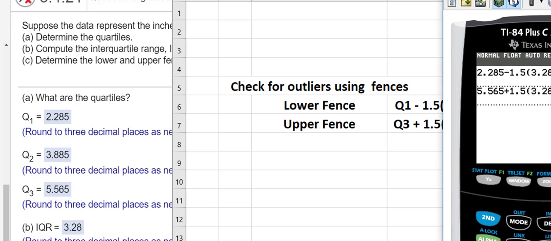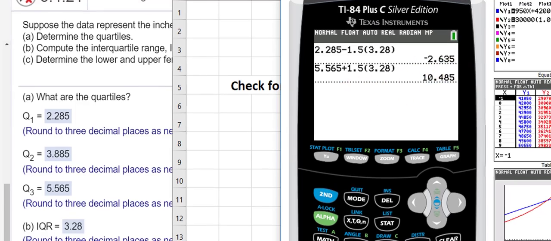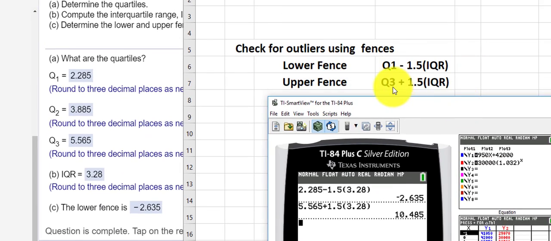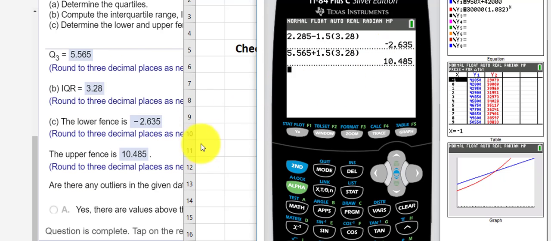So I did that in my trusty calculator. Right, 2.285 minus 1.5 times 3.28 will give me my lower fence. And my upper fence is the Q3, plus 1.5 times IQR. So here's Q3, the 5.565, plus 1.5 times 3.28, my IQR. That's how I find my upper and lower fences. So I did the work here, right? Minus 1.5, plus 1.5. So my fences look like this: negative 2.635 and 10.485.